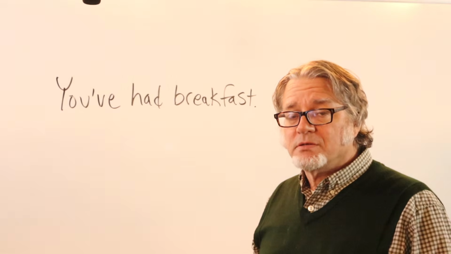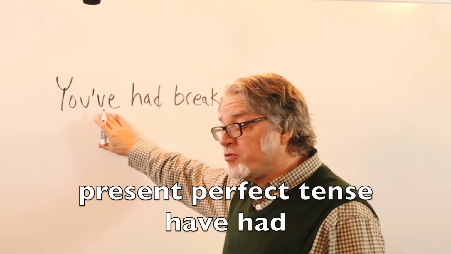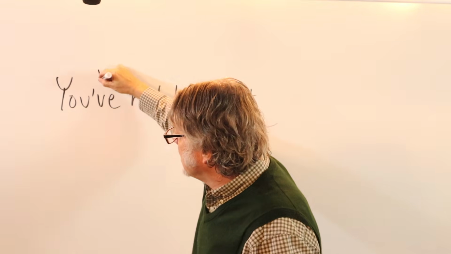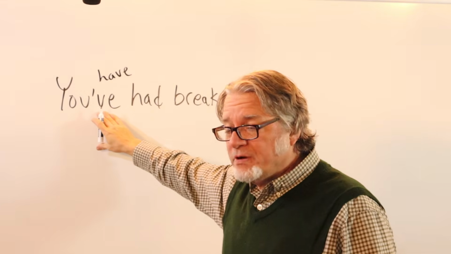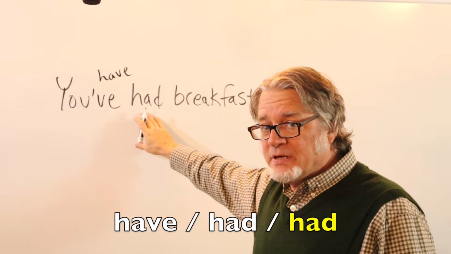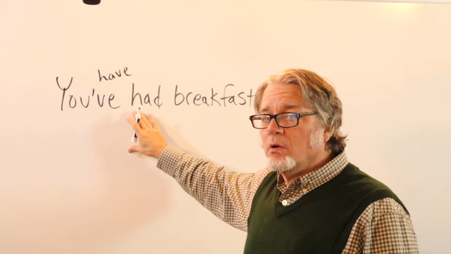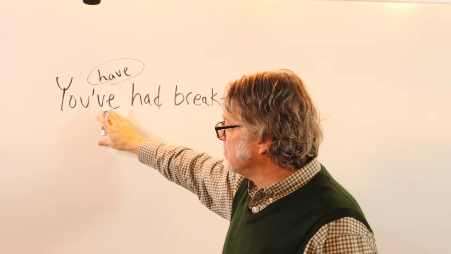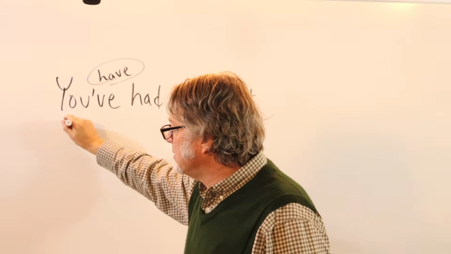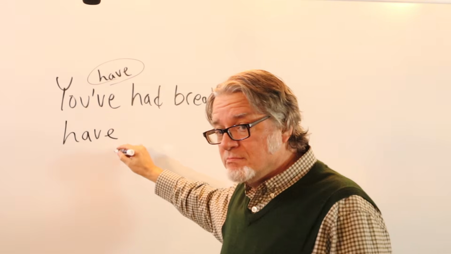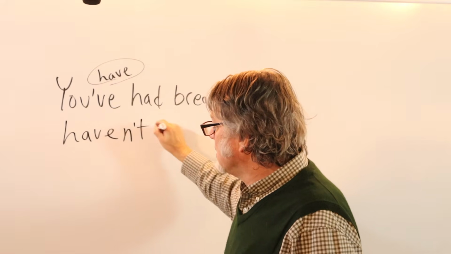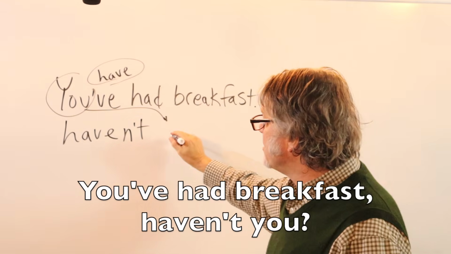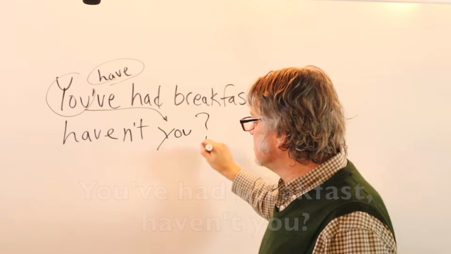You've had breakfast. This is in the present perfect tense. The contraction you have here, you've, and then the main verb is have, and this is the past participle. When we make the tag question for this, we want to use this helping verb as indicated here and put it after the sentence, make it negative, and then this subject moves here. You've had breakfast, haven't you?